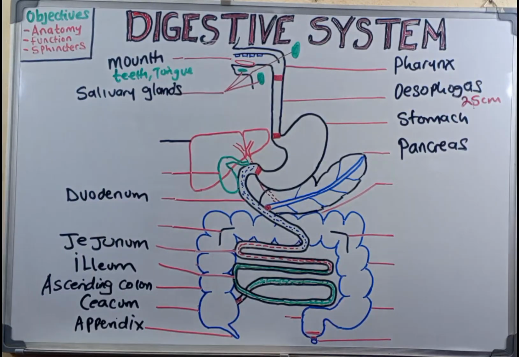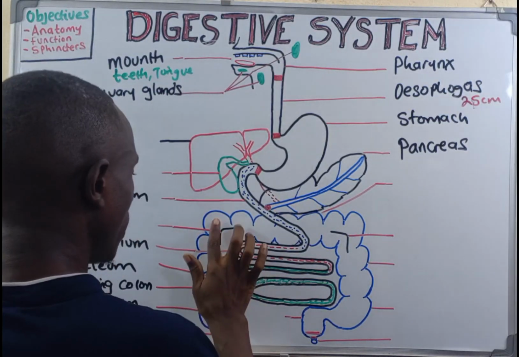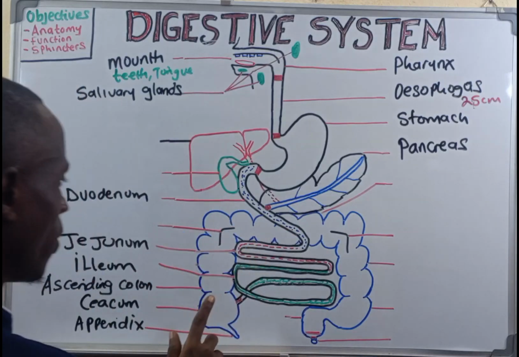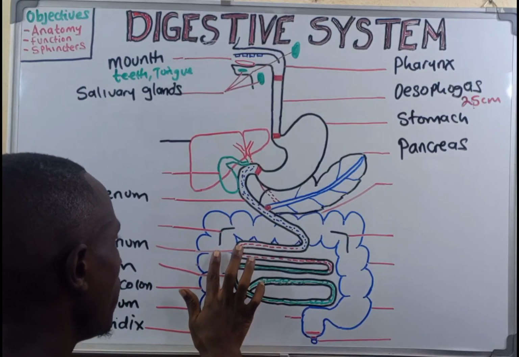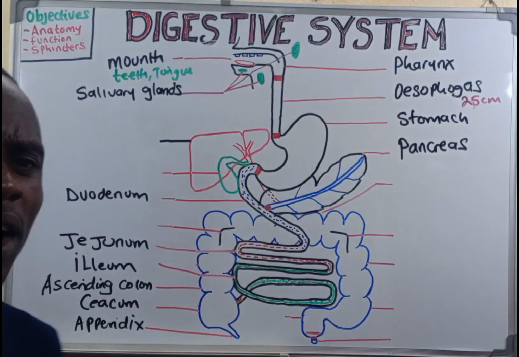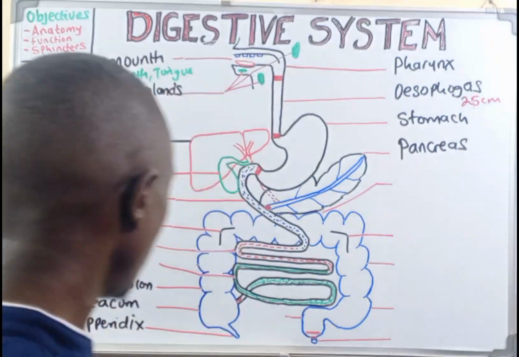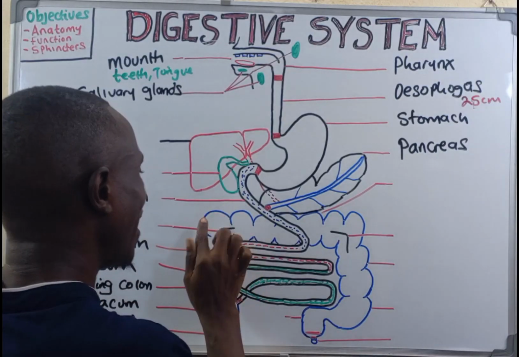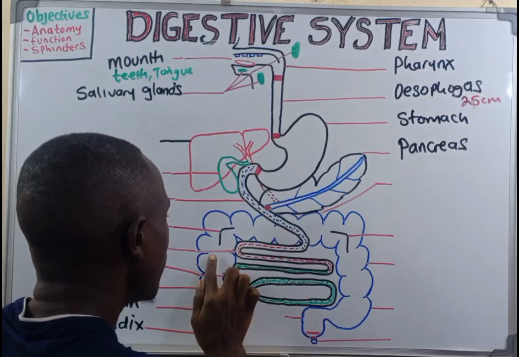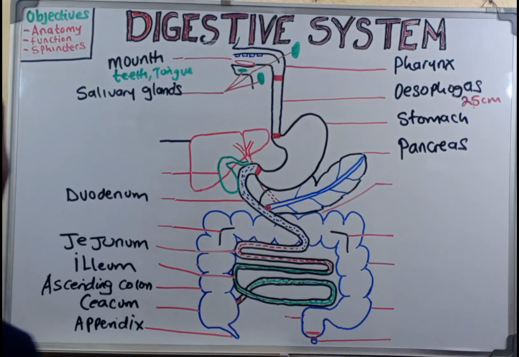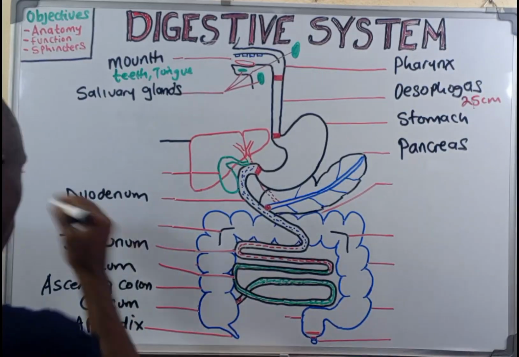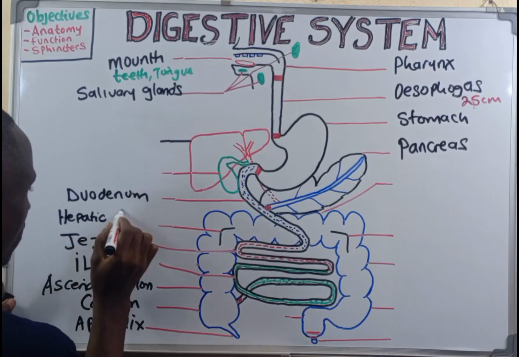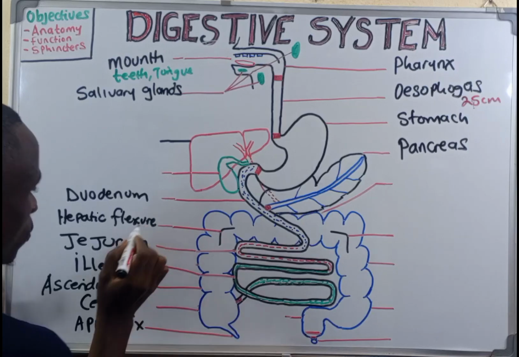Now as you move with the ascending colon, it comes and then makes this corner. You know how do we call this corner here? This corner, which is made by the ascending colon and the transverse colon, is what we call the hepatic flexure.